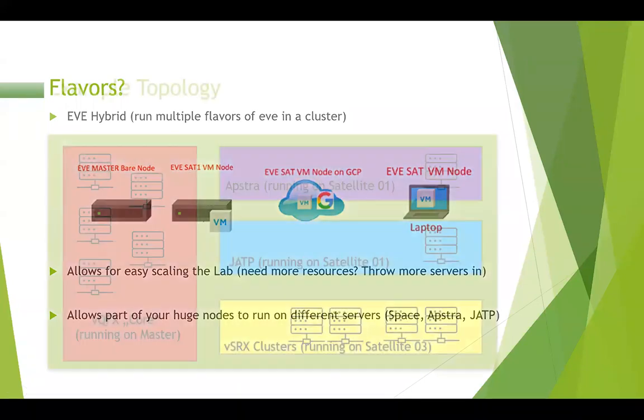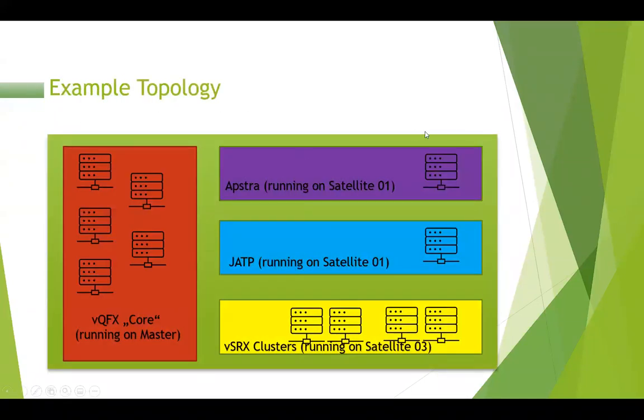And this is a slide of how that could look. Basically, if you have a topology, you could run your core or your fabric on the master instance, and you can have your Abstra on one satellite, your JATP on one satellite. Actually, that should be satellite 02, and maybe a VSRX cluster on satellite 03. And you can also select on what cluster you want to run, which node. Basically that allows you to scale these labs even more.